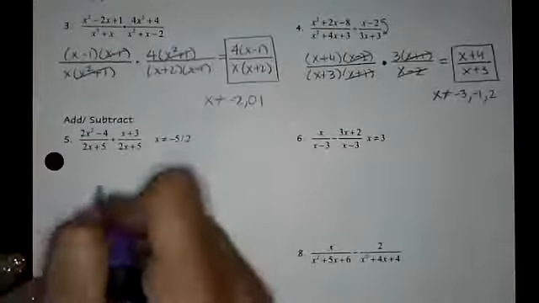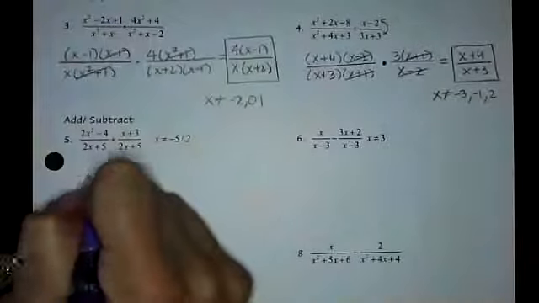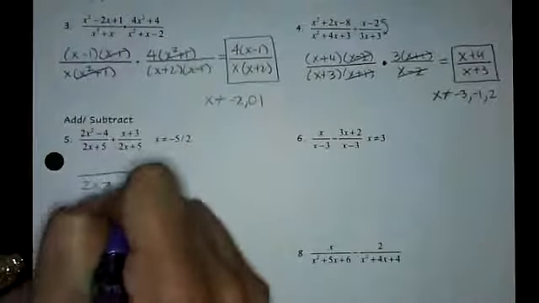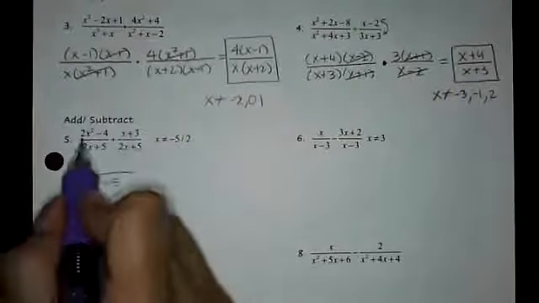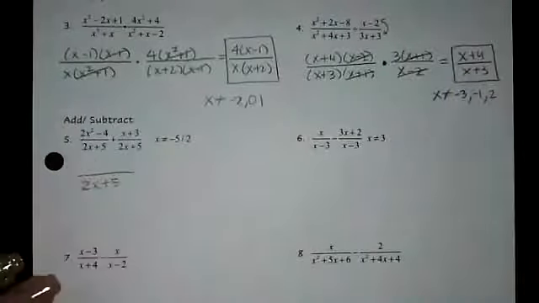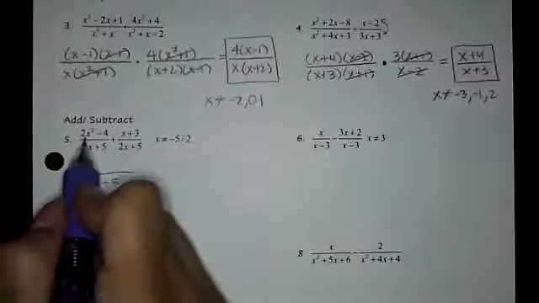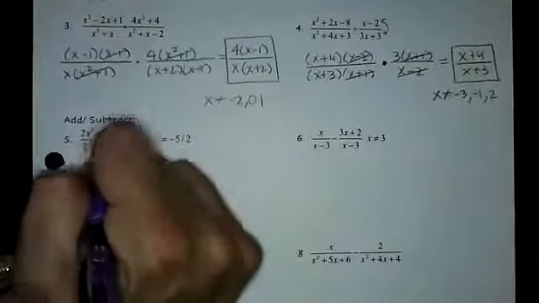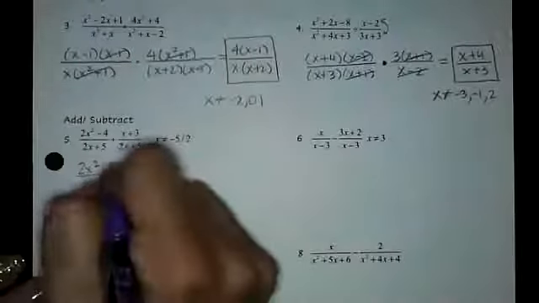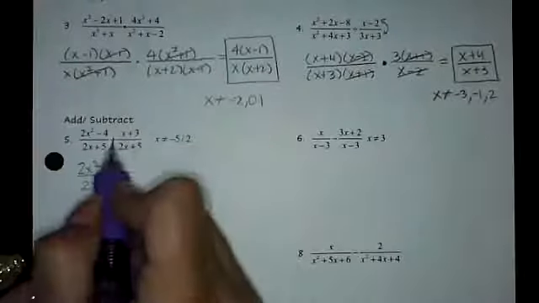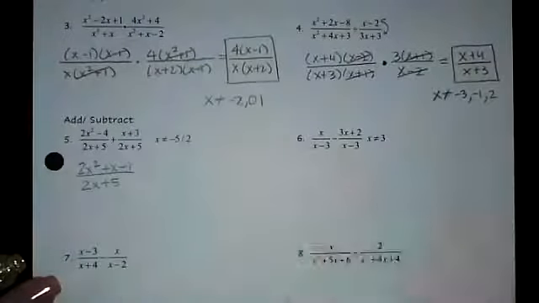We'll start with that. So when we add and subtract fractions, we keep the denominator. So we're going to keep 2x plus 5, and then we're going to add our numerators. When we do that, we're combining like terms. So 2x squared times no other one will be 2x squared. We only have this x, so that'll be x. And then -4 plus 3 is -1.